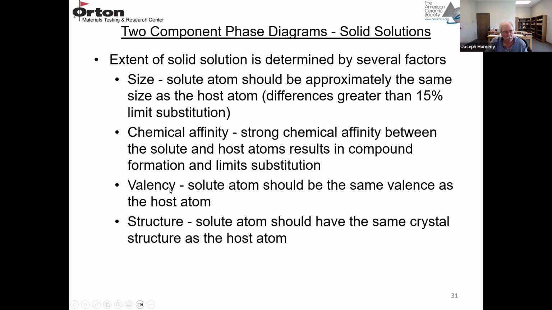The charge on the atoms is also important, so the valency. Ideally, a solute atom should be the same charge as the host atom, so the valences should be the same. And then the crystal structure: the solute and the solvent atoms should have the same crystal structure. So if they have the same size, low chemical affinity, the same charge, and the same crystal structure, you're probably going to form a solid solution.